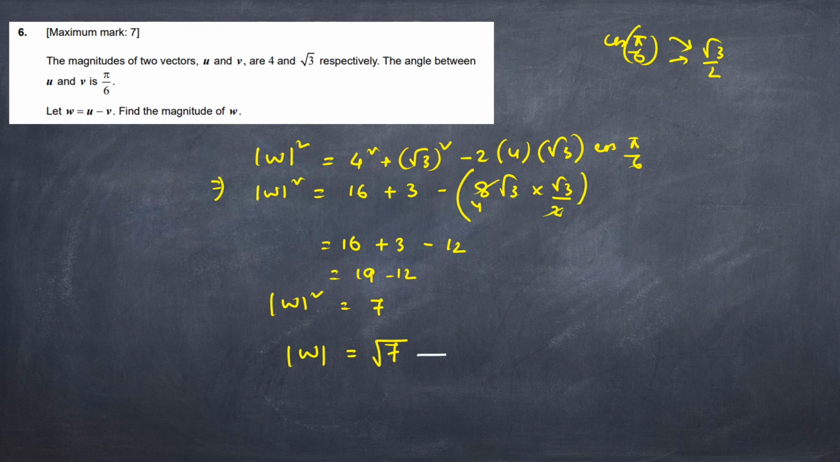So now we can conclude the magnitude of w is equals to root 7. We can also add the vector sign, because in the problem it will be in bolded format, but whenever you are writing you just need to put the vector sign also.